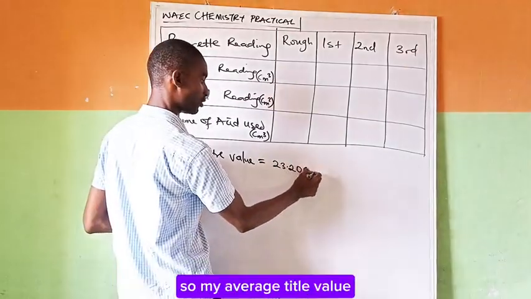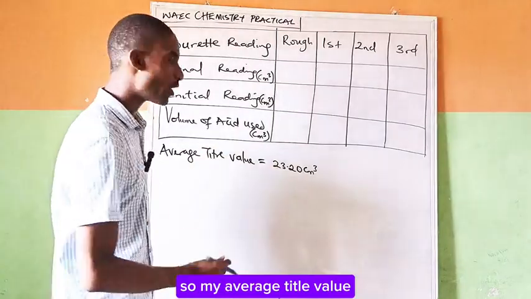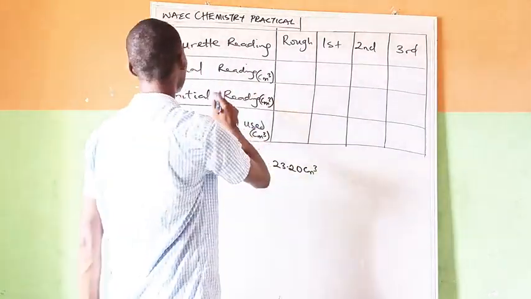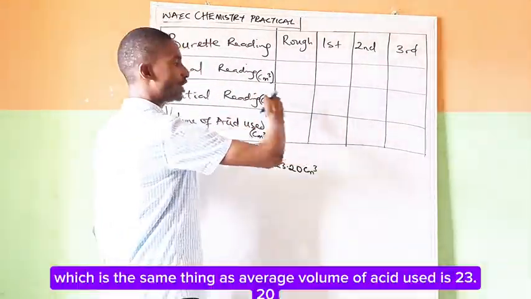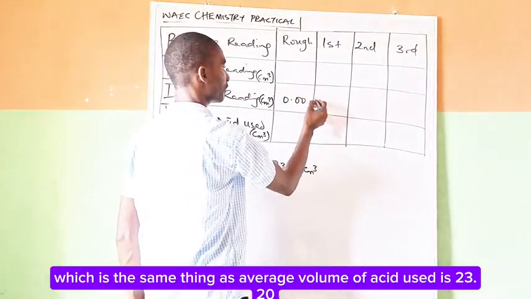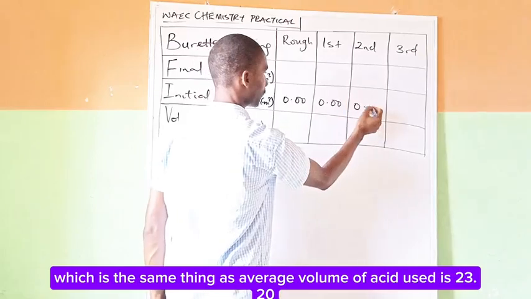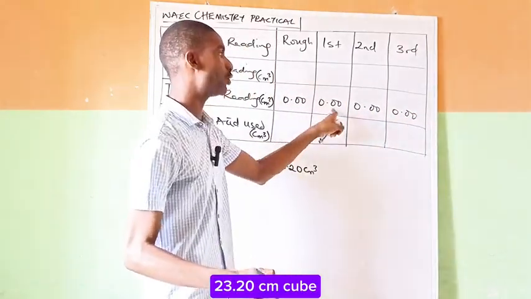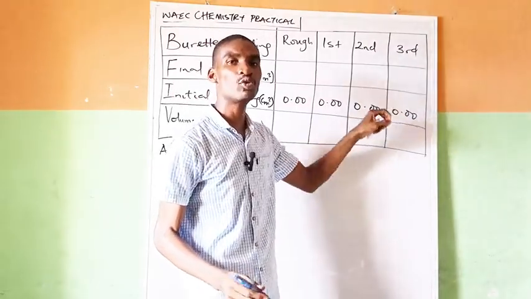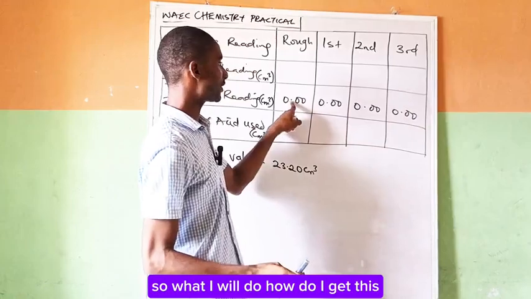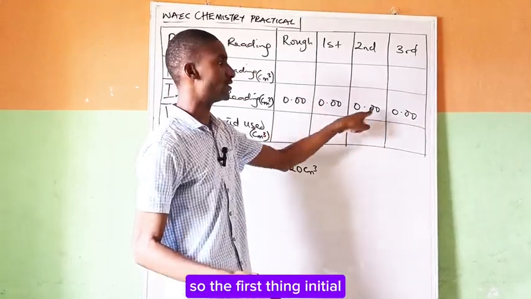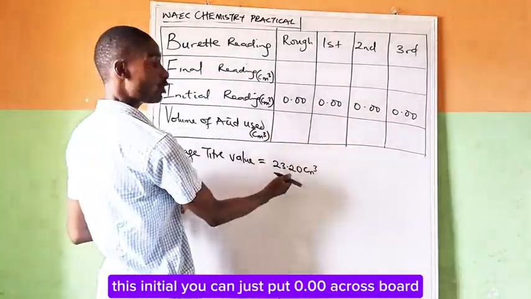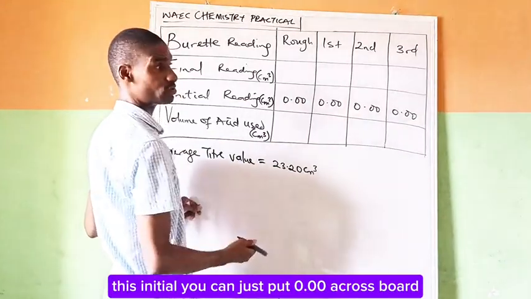23.20 centimeter cube. So what I will do, how do I get this? The first thing, the initial: you can just put 0.00 across the board. Mind you, always put your readings in 2 decimal places, that means 1 to 2 places after the decimal. Average volume of acid, this is the value I'm trying to look for.